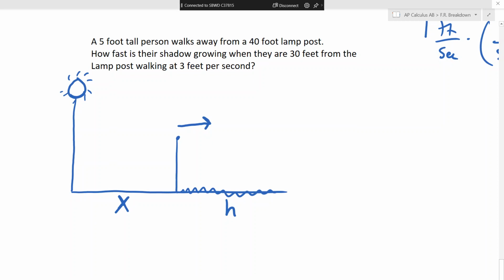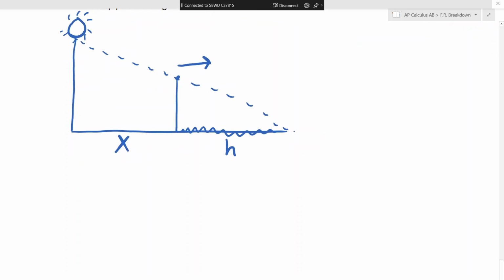Main question, how fast is H changing? Do you all see? X is the distance you are from the pole. H is the length of their shadow. We know dx/dt because we know how fast they're moving. We want dH/dt. So all we need, like all the other questions we've done, is an equation that has an x in it and an h in it. Sound good? For these questions, we are going to use this invisible line right here to make triangles. See those two triangles? A little one and a big one? Those are similar triangles. And similar triangles have proportional sides. Also, this is a 5-foot person, and this is a 40-foot lamppost, per the question.